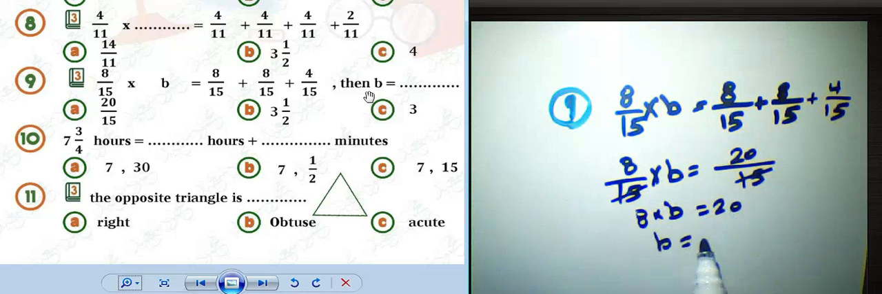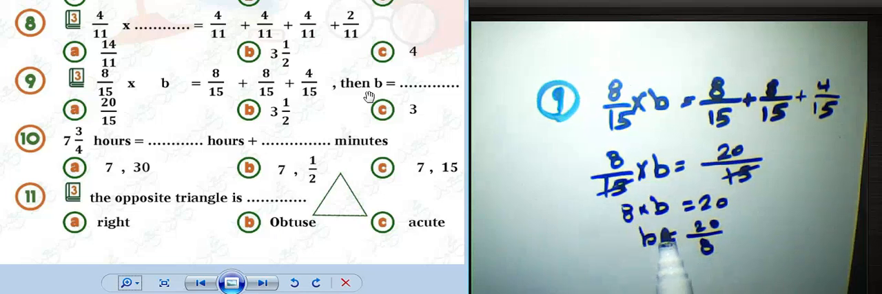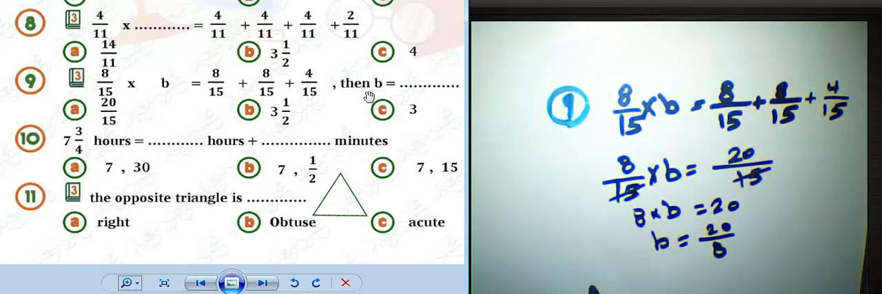To find the unknown here, you must divide 20 by 8 because it's the coefficient of B. We must cancel 8, or ask yourself, 8 times what equals 20? You can find the result by simplifying. 20 divided by 8, divide by 4. 20 divided by 4 equals 5 and 8 divided by 4 equals 2. 5 over 2, you can simplify it, convert from improper to mixed number. 5 divided by 2 equals 2 and the remainder 1. So the result will be 2.5. Then B equals 2.5.